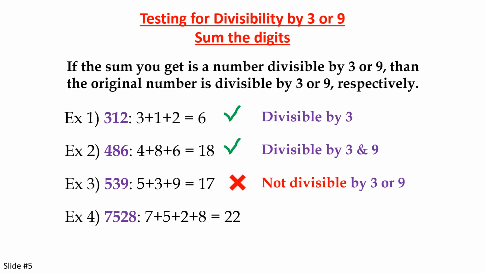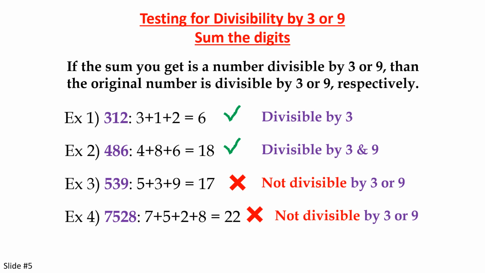7,528. 7 plus 5 plus 2 plus 8 equals 22. Well, 22 is not divisible by 3 or 9. So that means that 7,528 is not divisible by 3 or 9.